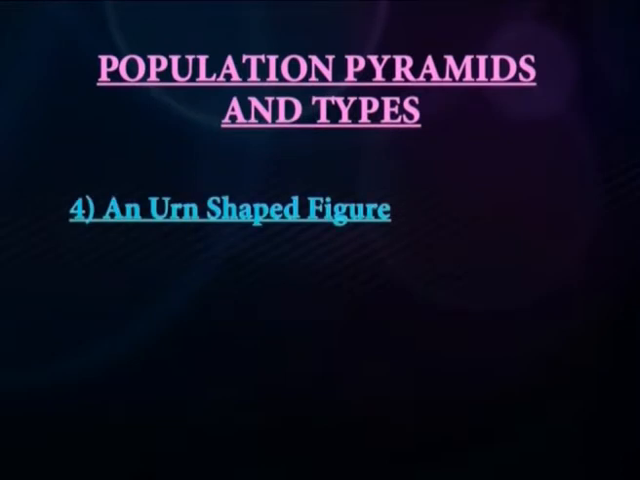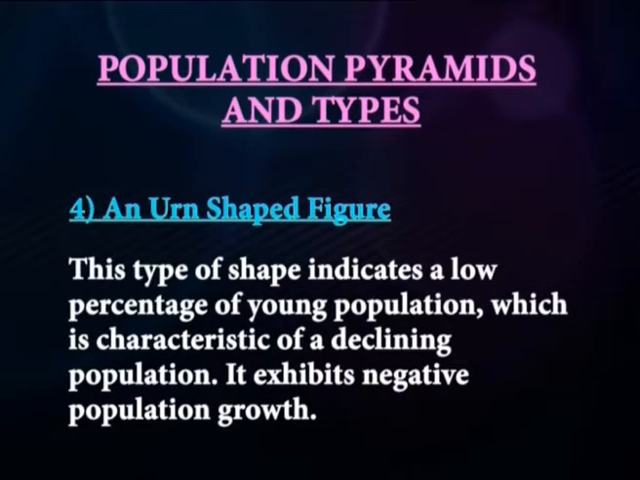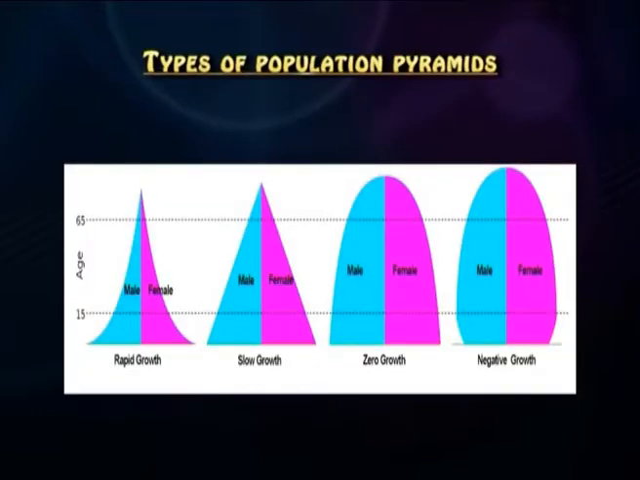An urn-shaped figure. This type of shape indicates a low percentage of young population, which is characteristic of a declining population. It exhibits negative population growth. Diagram 2 shows 4 representations of population age structure and provides an overall example of what a pyramid for different levels of population growth would look like: rapid growth, slow growth, zero growth and negative growth.